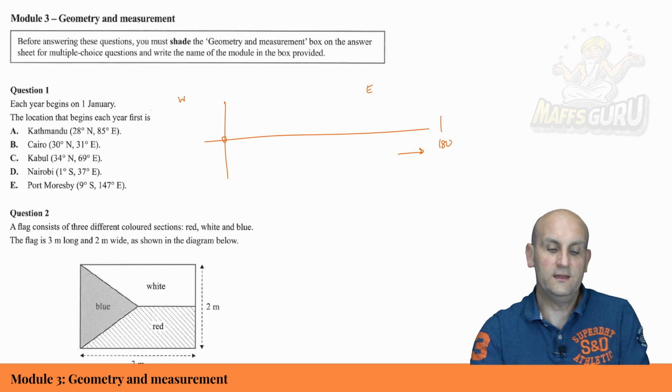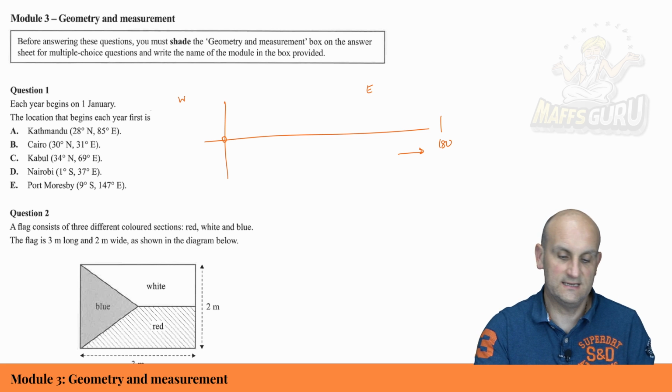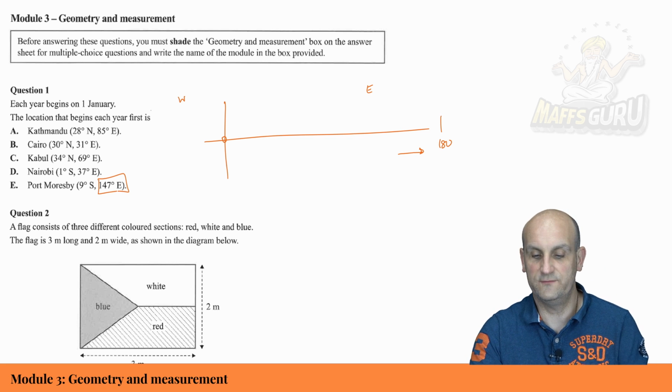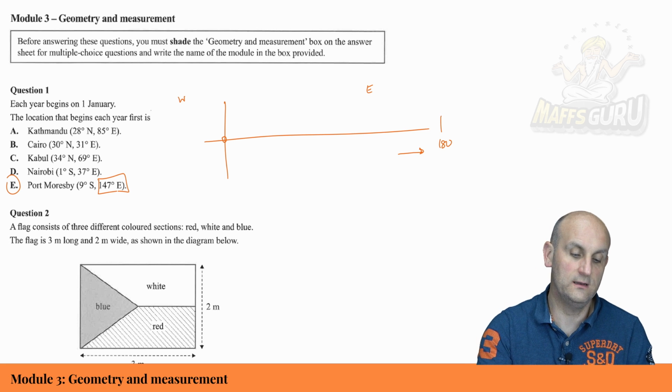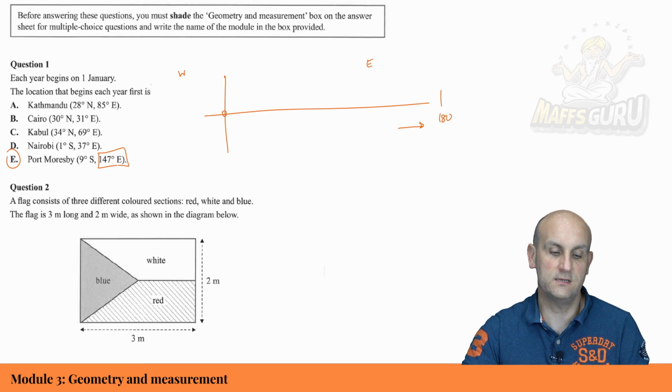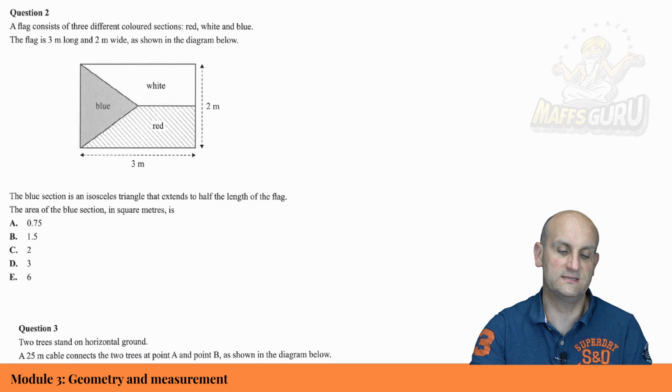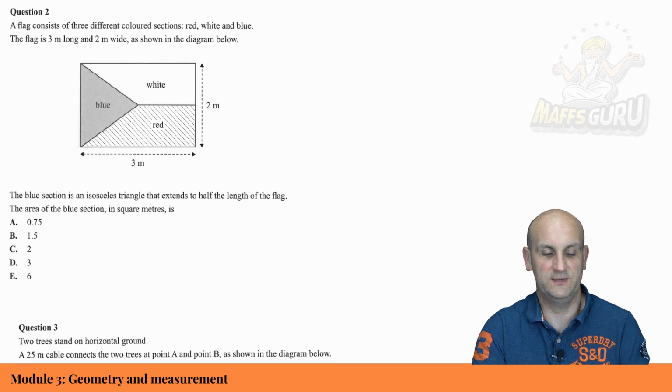Looking for the value that is the furthest east gives me 147 degrees east. It's not bigger than 180, and so as far as I'm concerned, E should be the correct answer. But my brain keeps saying to me, I'm missing something, it seems too easy.